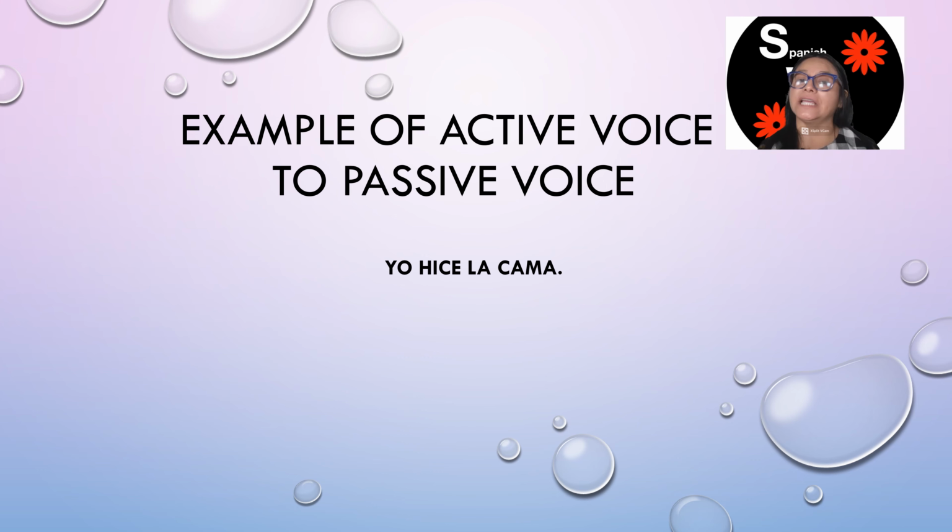Más ejemplos de la voz activa a la voz pasiva. Yo hice la cama. So I made the bed. Using the passive voice with ser, la cama becomes the subject. The helping verb is ser, in this case fue, in the past pretérito form. And the verb hacer, which is the infinitive, becomes hecha, since it's one of the irregular verbs, hecha.